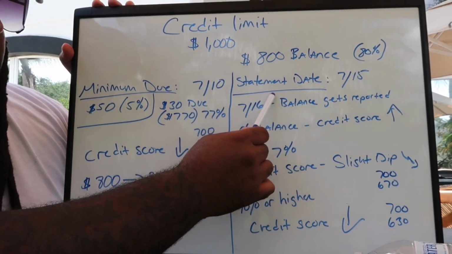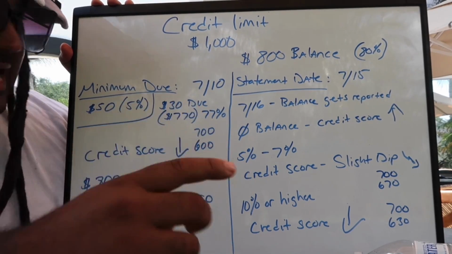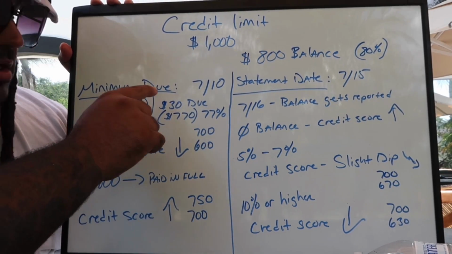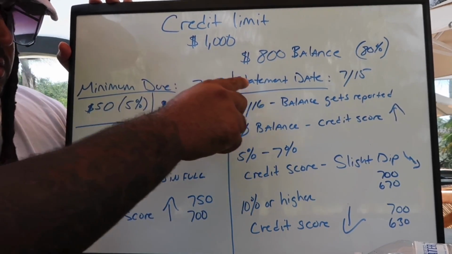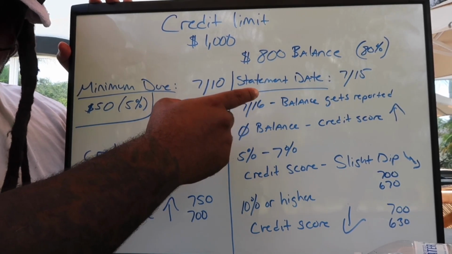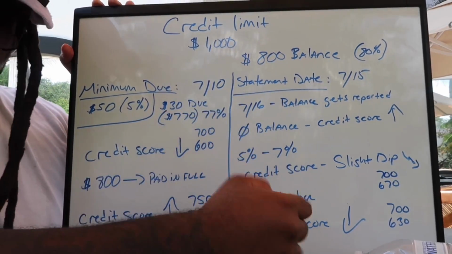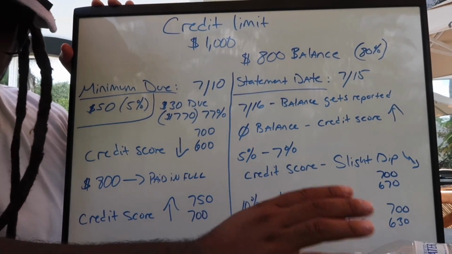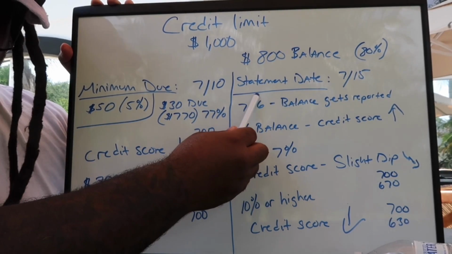So let's say on your statement date, your statement date is typically 3 to 5 days after your minimum payment date, right? So when you find your minimum payment date on your statement, look at your statement date and then see how many days is after. Sometimes it's 2, sometimes it's 3, sometimes it's 5. So just know the difference in days, right? But generally speaking, your statement date happens about 3 to 5 days after your minimum payment due.